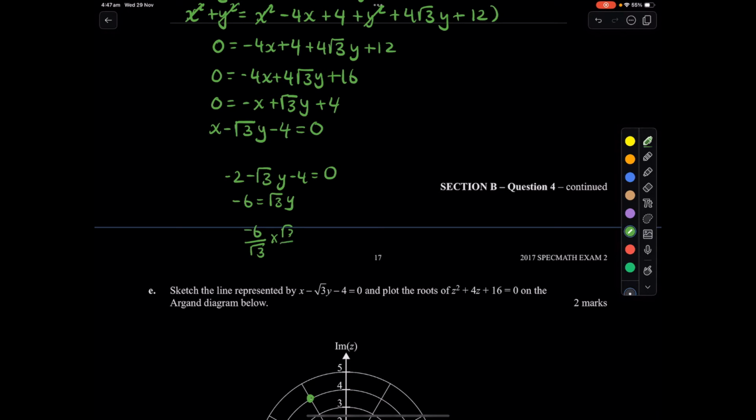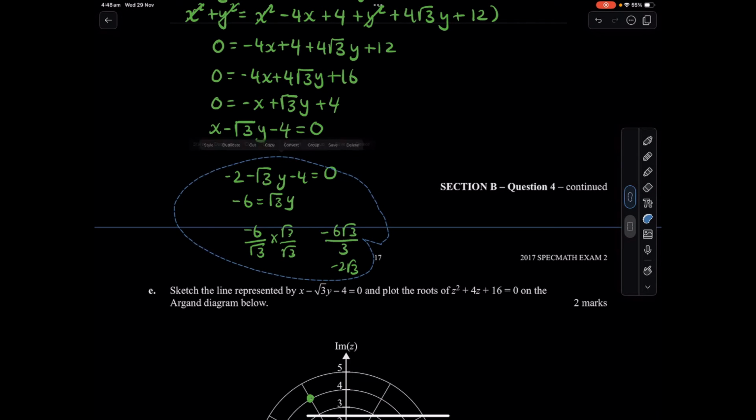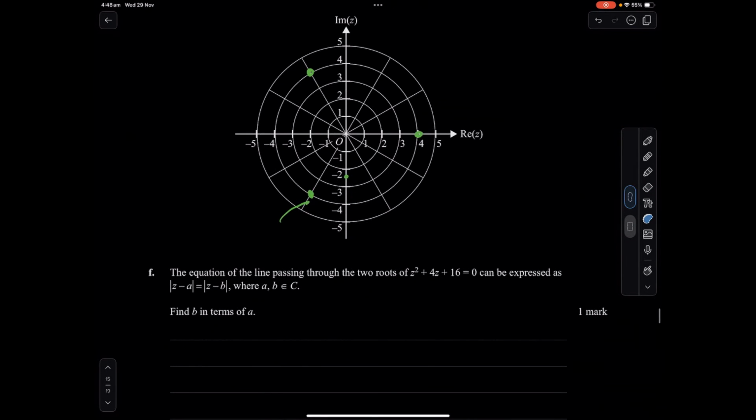Imagine reciprocating, so rationalizing this. That will give us negative 6 root 3 over 3, which is negative 2 root 3. Aha, yes, it does lie on that point. So that's good to know. So it does pass through it. So we can now nicely forget about this point.